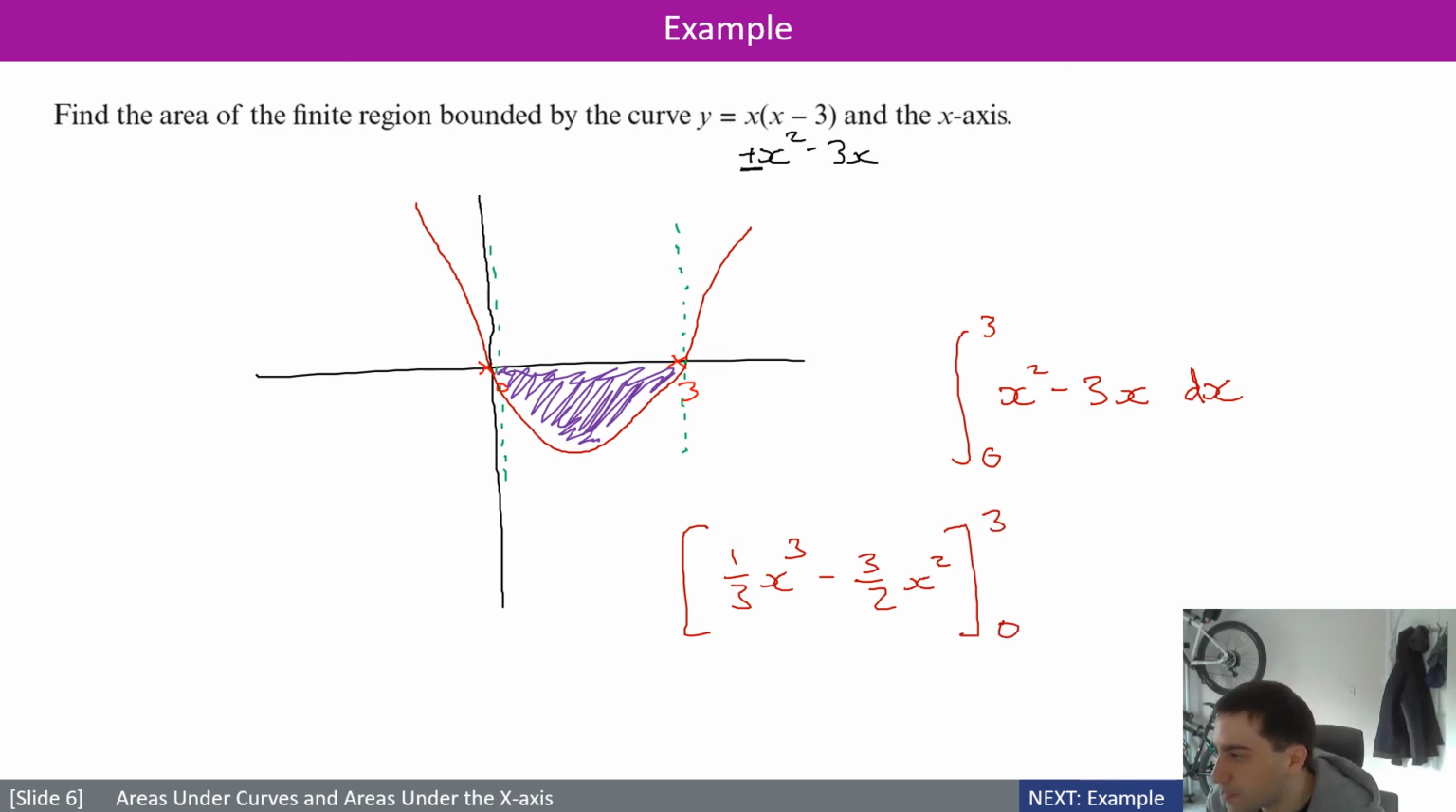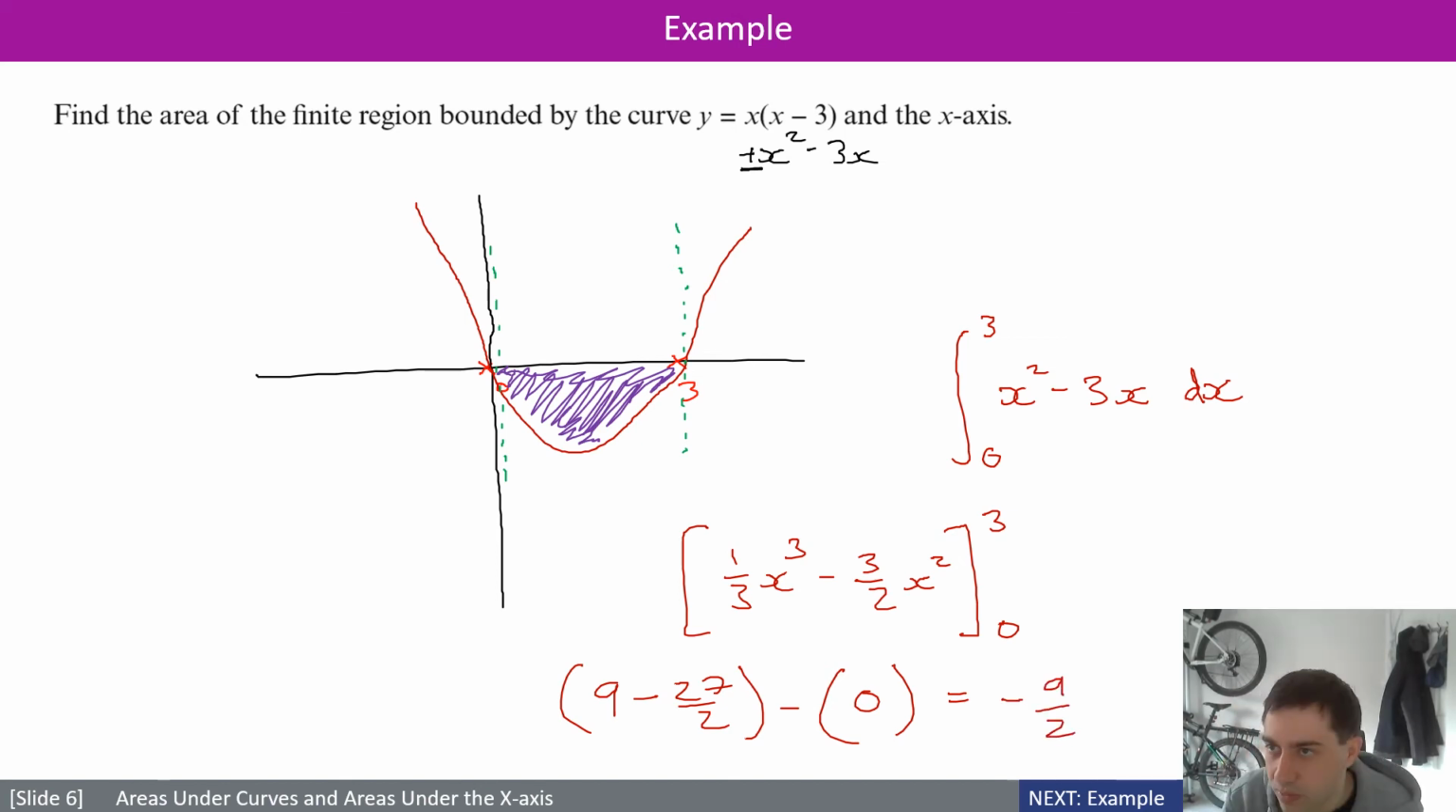Keep my limits there. And let's substitute in. So I'm going to put in 3, I get a third 3 cubed, that's the same as 3 squared, minus 9 times 3 over 2. And then take away from that, subbing in 0, we just have 0. Okay, so the final answer there, 9 minus 27 over 2, so that's 18 minus 27 all over 2, so that's minus 9 over 2.